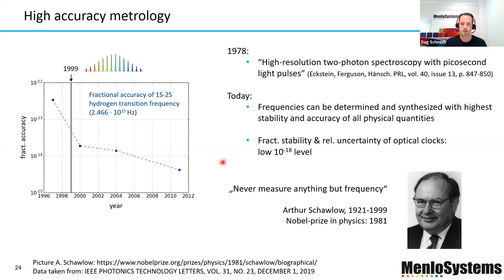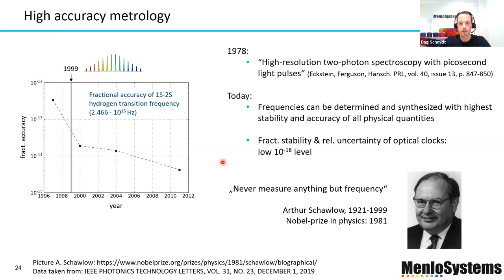And you can see the impressive results of the fractional stability and relative uncertainty of optical clocks today. They reached the low 10 to the minus 18 level, some of them even 10 to the minus 19 level. So Arthur Schawlow was pretty right when he recommended never measure anything but frequency.